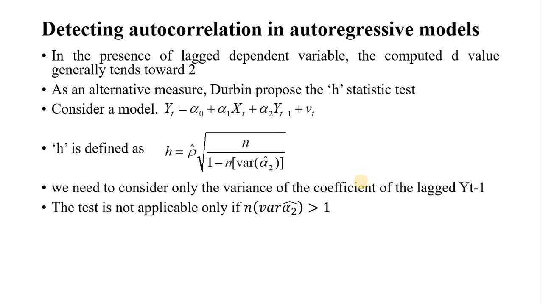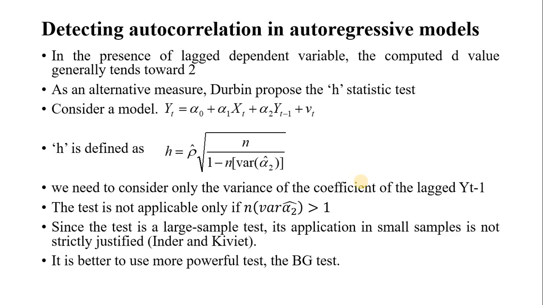This test will be applicable only if n into the variance of alpha cap 2 is less than 1. This value will also lie between 0 and 4, where 0 means positive autocorrelation, 2 means no autocorrelation, and 4 means negative autocorrelation.